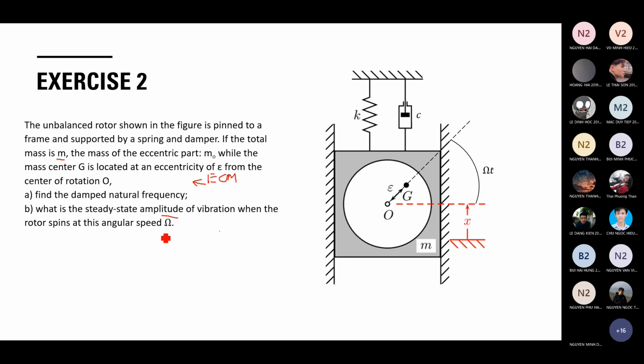Time's up. Does anyone have the answer for this exercise? I think this one was given to you last lesson. Why no answer for me? Is there anyone who has the answer for this question? No one? Nobody?